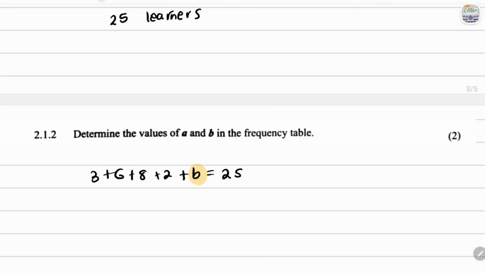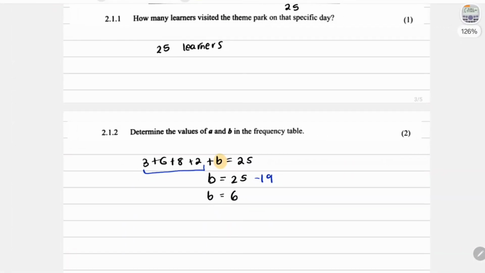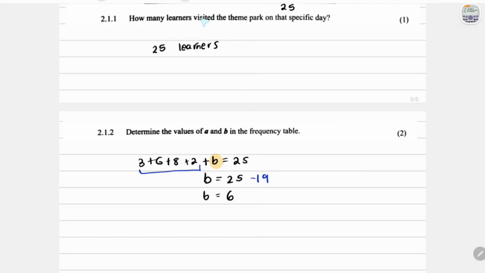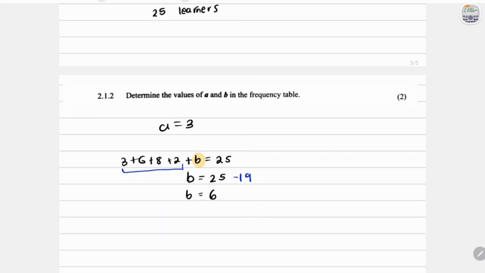So we can go ahead and say that B is equal to, and we have 25. If you add all of these together, you get 19. Okay, and so you take that positive 19 over and it becomes a negative 19, and then 25 minus 19 is going to give you 6. And there we go. So we know what A is. I should have put A down first. I only wrote it in the diagram, but we know what A is and we know what B is as well. So B is 6 and A is equal to 3. Okay, so there we go. Moving on to the next question.